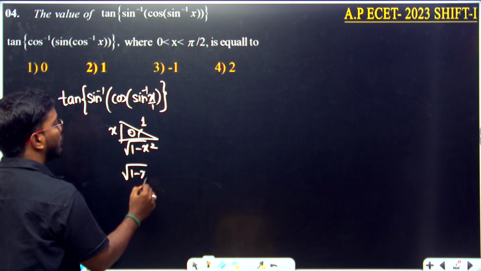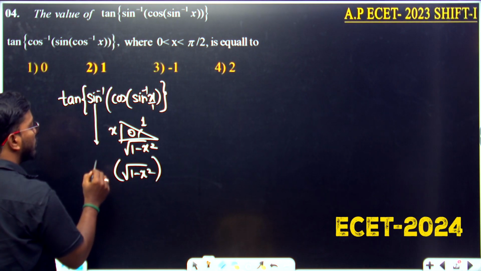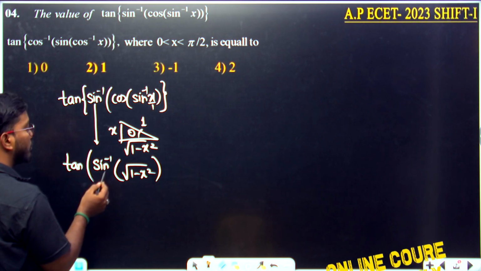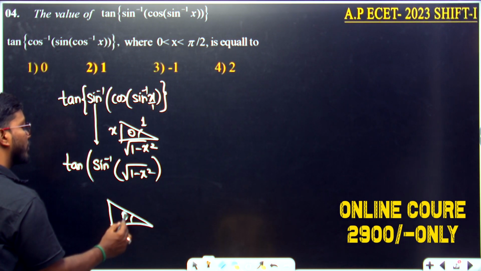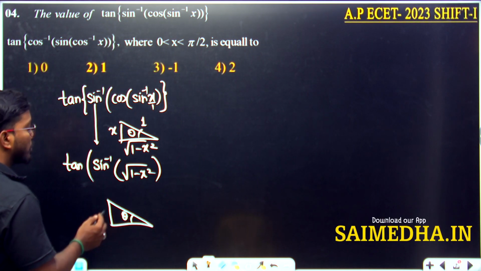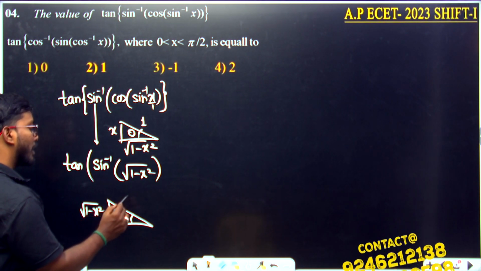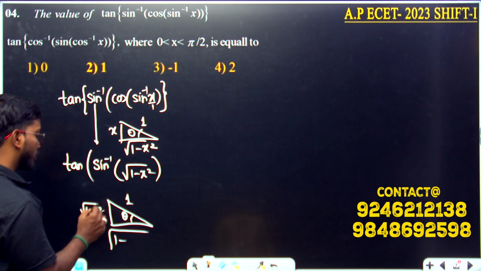That is root of 1 minus x square. Outside we have sine inverse. Sine inverse needs to be converted in terms of tan inverse to eliminate the tan and tan inverse. One more time, you are going to draw a triangle. That is theta. So what is this one? Opposite, root of 1 minus x square. Hypotenuse 1. What is the adjacent going to become? 1 minus of this square.